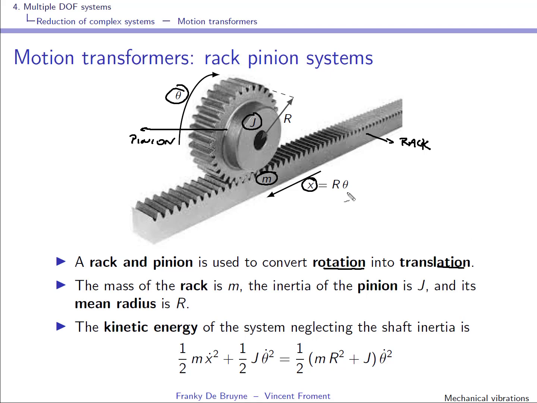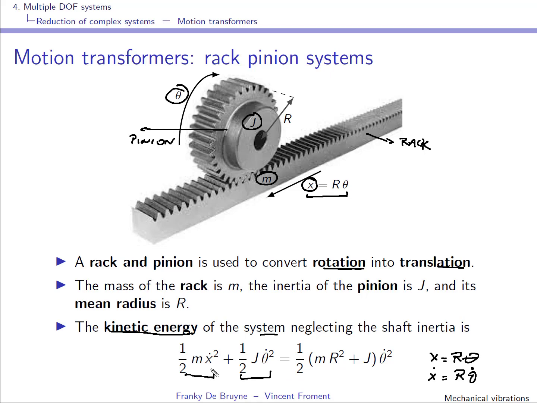So you see immediately that the link between the translational variable x and the rotational variable theta is as defined over here. So now we can write the kinetic energy of the system, kinetic energy in translation, kinetic energy in rotation, and for instance you can bring back everything to the input shaft. Okay, so we have to use the fact that x is equal to r theta, and of course then x dot is equal to r theta dot.